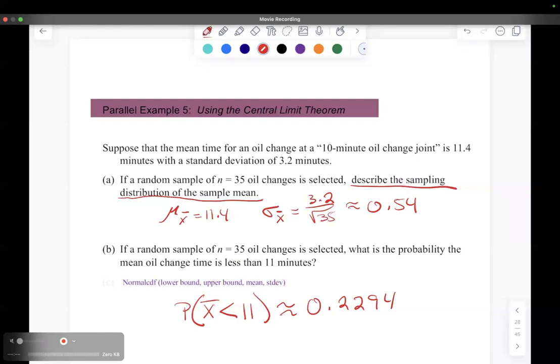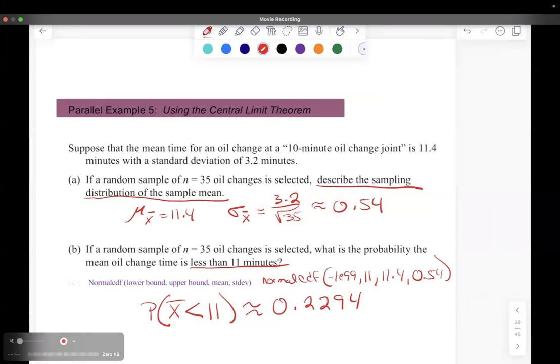For B, what are the actual numbers for this normal CDF for the lower bound and the upper bound? So our lower bound here was negative 1E99 because we're doing less than. I'll write it down. So I did negative 1E99, and then my upper bound was 11 because we're saying less than 11 minutes. Oh, okay, that's right. 11.4 and 0.54. Okay, thanks. You're welcome. Anyone else before we move on to 8.2?